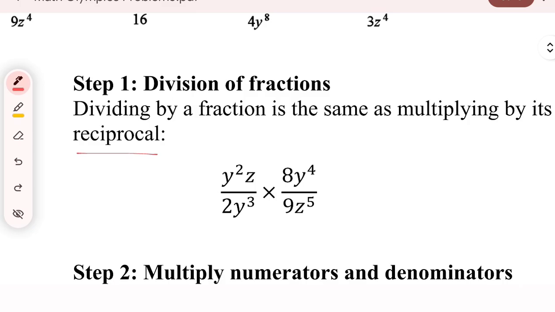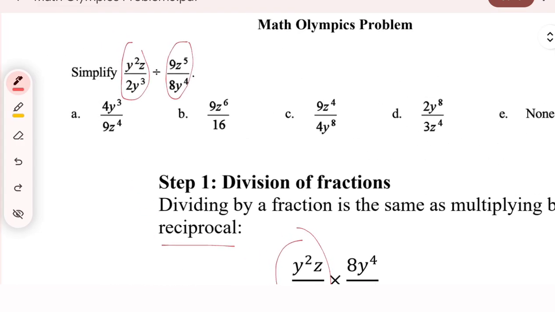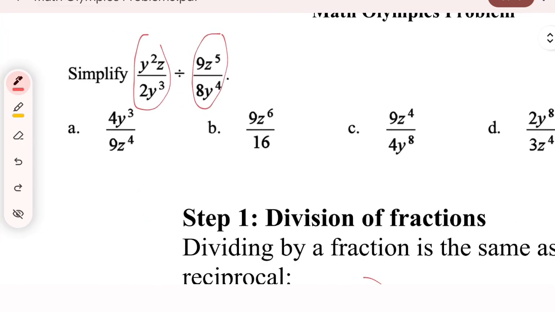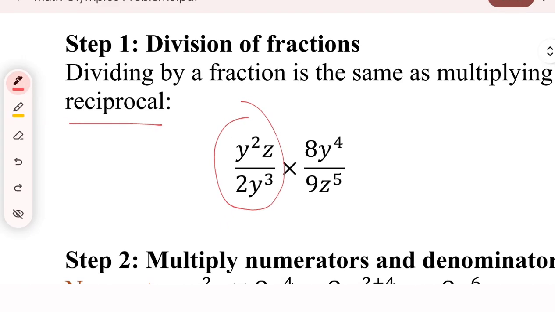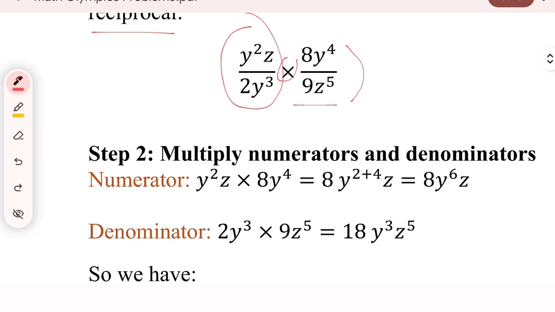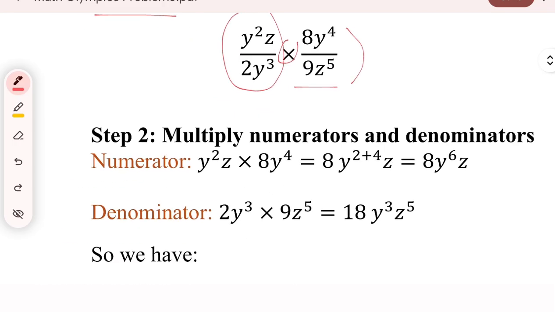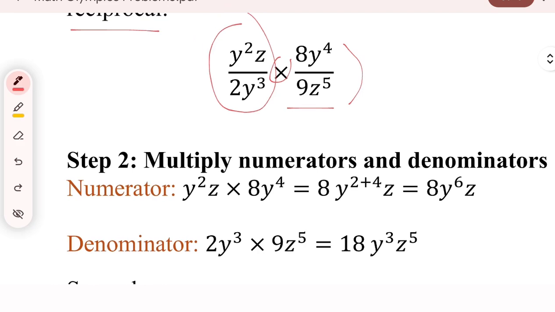This is the numerator, and we don't need to do anything about the numerator. For the denominator, as you can see, it is 9z to the 5th divided by 8y to the 4th. It now becomes 8y to the 4th over 9z to the 5th, and it would be multiplication. So we simply invert the denominator. What happens next is we multiply the fractions, and when we multiply fractions, we simply multiply numerators and denominators.